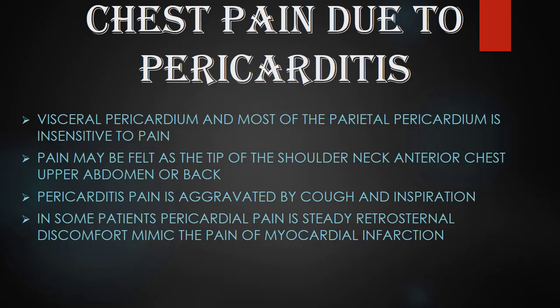Pain due to pericarditis may be felt at the tip of the shoulder, neck, anterior chest, upper abdomen or back. Pericardial pain is aggravated by cough and deep inspiration because of pleural irritation, change in position and swallowing. It becomes sharper and more left-sided in supine position and milder when patients sit upright and lean forward. In some patients, pericardial pain is steady. Retrosternal discomfort may mimic the pain of myocardial infarction.